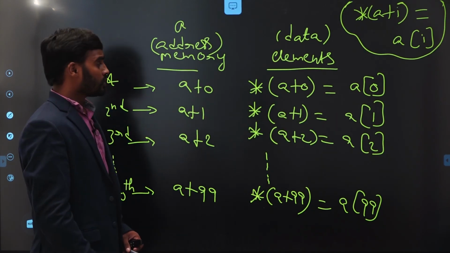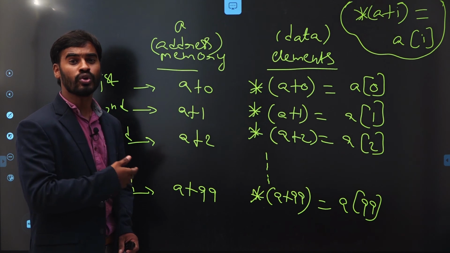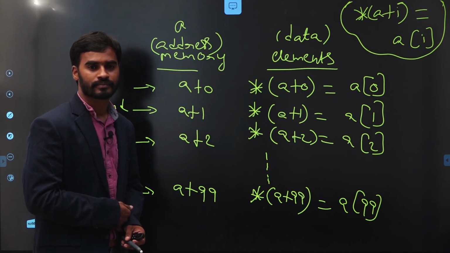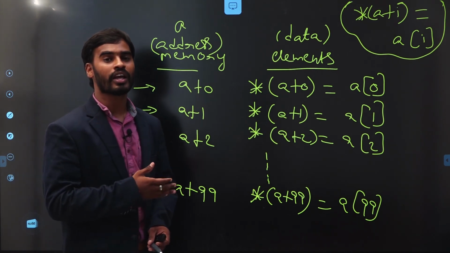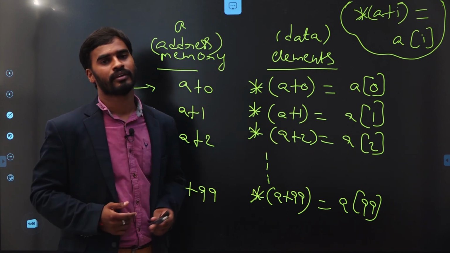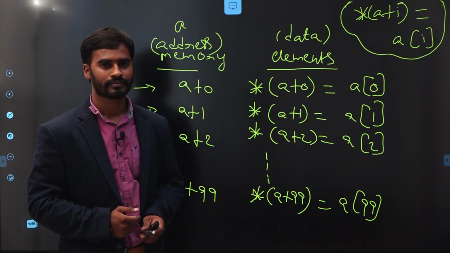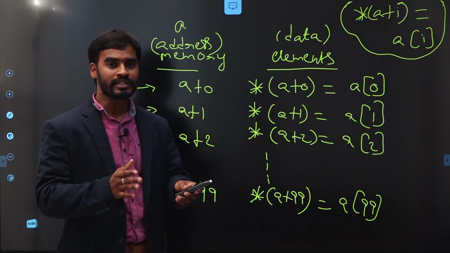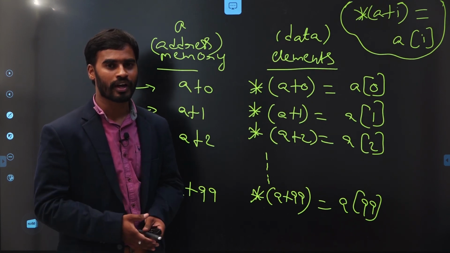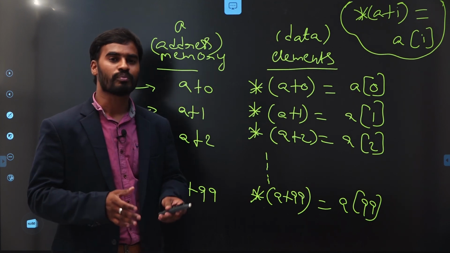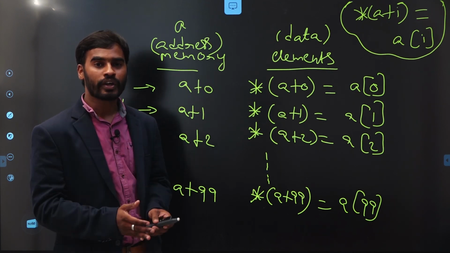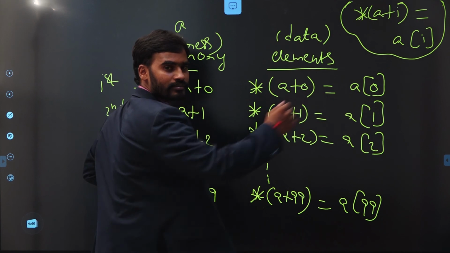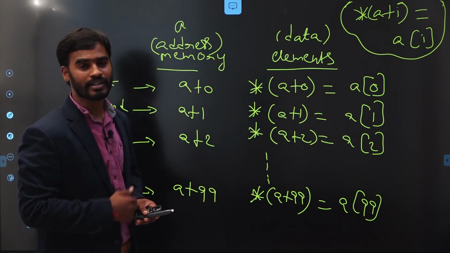The question is how to do this programmatically. How do we allocate memory continuously using our programs? To address that issue, there is a concept called arrays. By using arrays, you can allocate memory continuously for elements one after another.